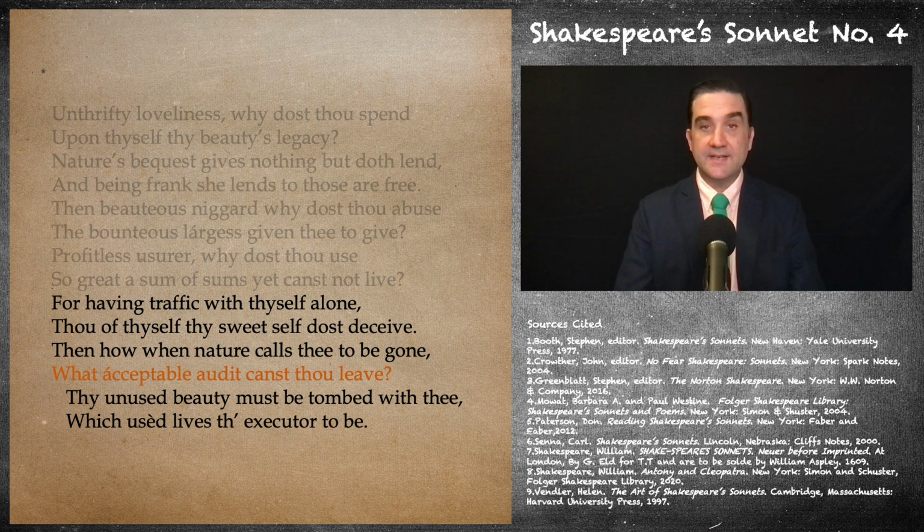What then of the sestet, or the 6 remaining lines of poetry in sonnet number 4? The speaker has only one more question for the young man, and that question is, what acceptable audit canst thou leave? What's different about this question compared to his 3 previous questions? Well, obviously, the speaker is no longer concerned about the young man's spending habits as pertains to his beautiful capital. What the speaker wants now is for the young man to give an audit of all the capital that's accrued to him over his life.